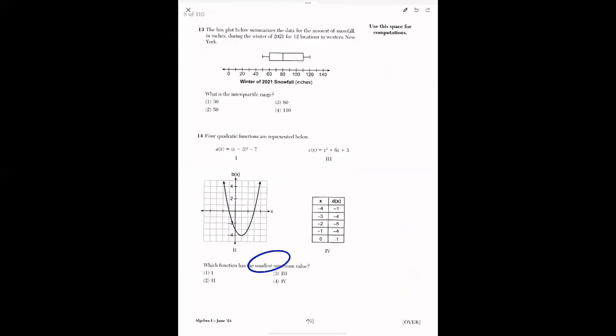Let's go. This is a box plot. You got to know what a box plot is. So if you don't know, go look at a video on box plots. They don't have more, they usually have one or two questions. Let's keep going. This one, they're giving us four quadratics.